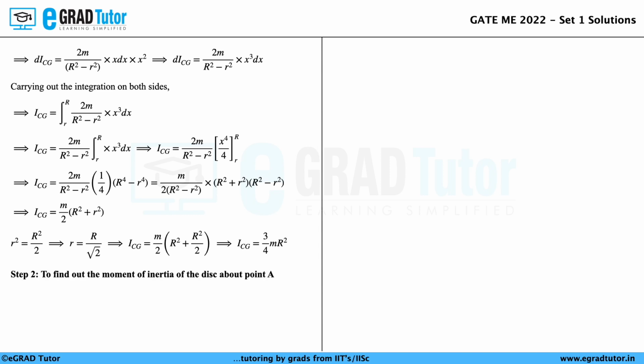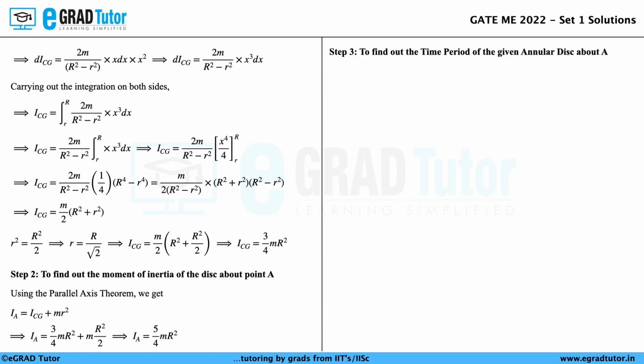The second step is to find out the moment of inertia of the disk about point A. Using the parallel axis theorem, we get the moment of inertia about point A as the moment of inertia about the center of gravity plus m into small r square. Substituting I_CG is equal to 3 by 4 into m capital R square plus m into capital R square by 2, we get the moment of inertia of the disk about point A as 5 by 4 into m capital R square. Now, the third step is to find out the time period of the oscillation about point A.